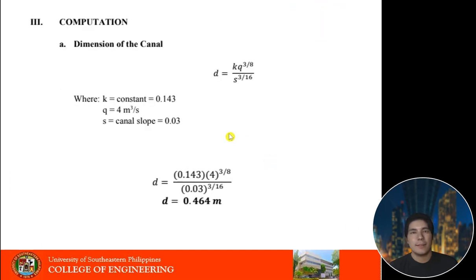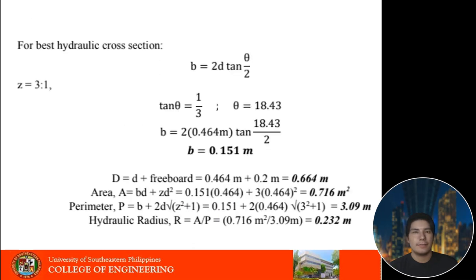Okay, so the first step is we need to compute the dimension of the canal using this formula. We have D, which is equal to K, where K is a constant equivalent to 0.143, multiplied by the flow rate raised to the power of 3/8 all over the canal slope raised to the power of 3/16. We just need to substitute our values for K, Q, and S. So we got the value for the depth, which is 0.464 meters.